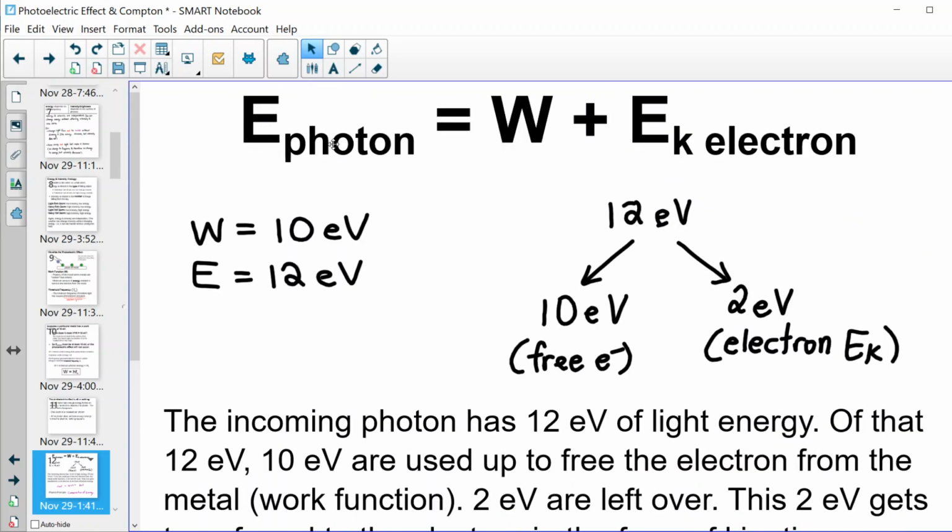The energy of the incoming photon equals the work function plus the kinetic energy that the electron has when it leaves the metal. Now, often we will just write this as E without the word photon next to it. And over here, we'll just write this as EK without the word electron next to it. And it's the same thing. But you should also be aware this formula is not on your formula sheet. You just have to memorize it.